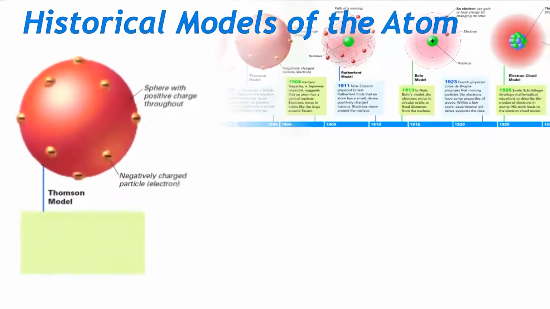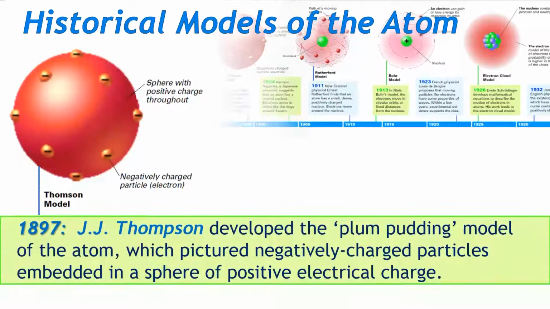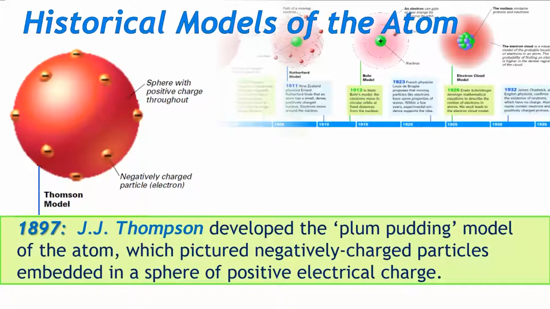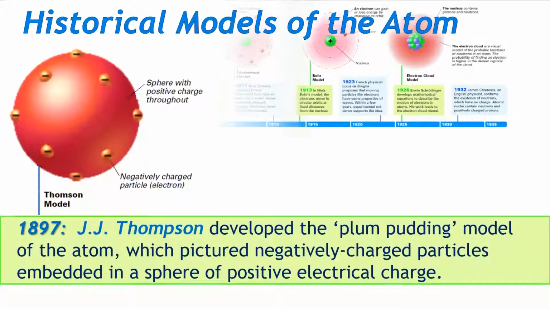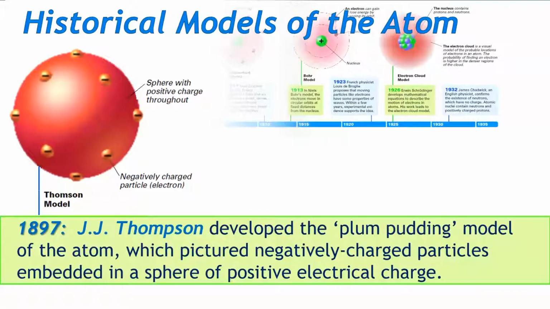Now, how long did Dalton's model last? Well, not quite a century. Toward the end of the 19th century, J.J. Thomson at Cambridge University at the Cavendish Laboratory, he developed what's called the plum pudding model of the atom.